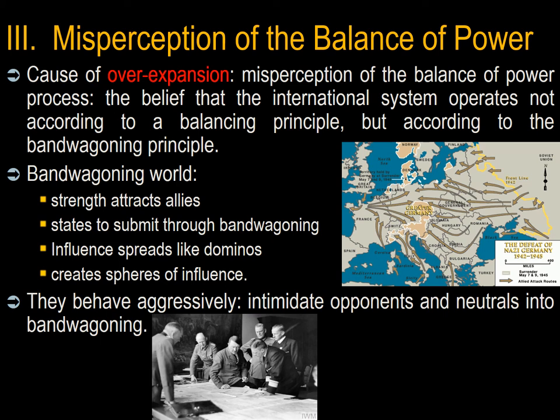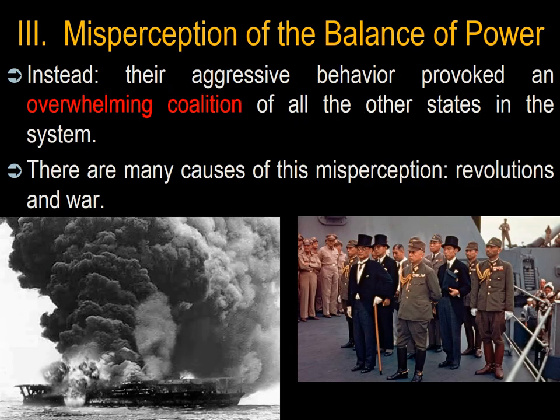Now, these states therefore behave very aggressively, thinking that they could intimidate states to bandwagon with them and not balance against them. Instead, their aggressive behavior provoked an overwhelming coalition of all the other states in the region. If you think about it today, China, how many allies does it have? It has an ally of convenience in Pakistan, but Pakistan is not an atheist communist state. It's a democracy. Many Pakistani elites understand the West better than they do China. North Korea is a very opportunistic state, but it balances between China and Russia. It's obviously seeking independence from China. Myanmar is clearly a bandwagoner. Perhaps there's Zimbabwe, minor countries that also challenge the system like China does.